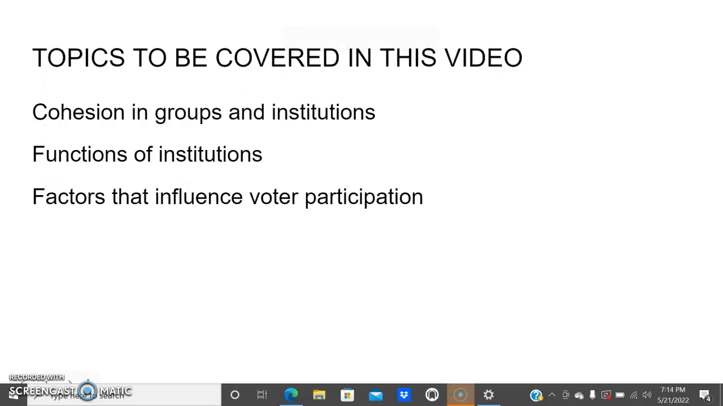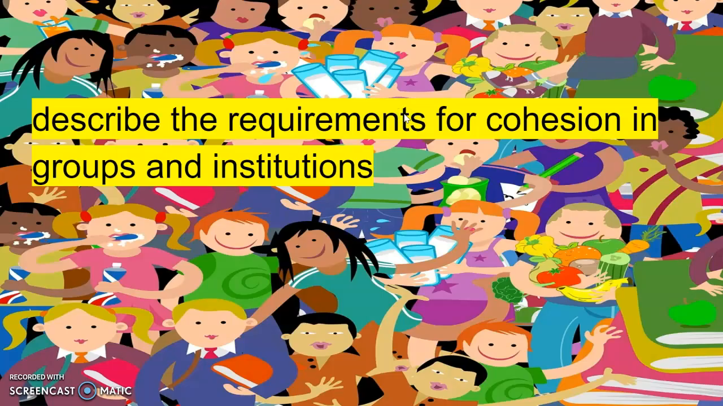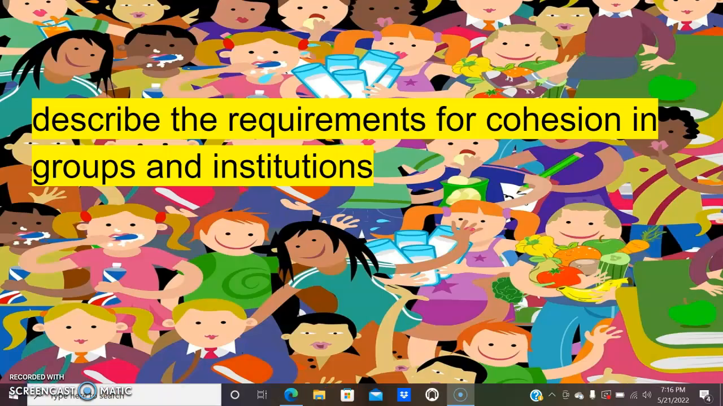First topic we're going to look at is cohesion in groups and institutions. Now, as I have said before in previous videos, I am using the CSEC Social Studies syllabus as a guide to present the content on the different broad topics. Now you're in the examination, right? And you are seeing this question: Describe the requirements for cohesion in groups and institutions. Will you be able to answer this question?